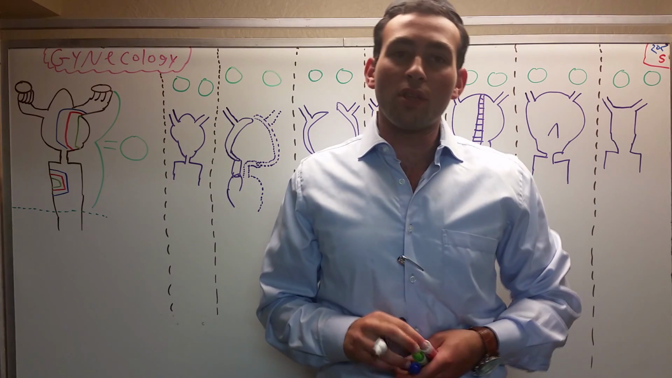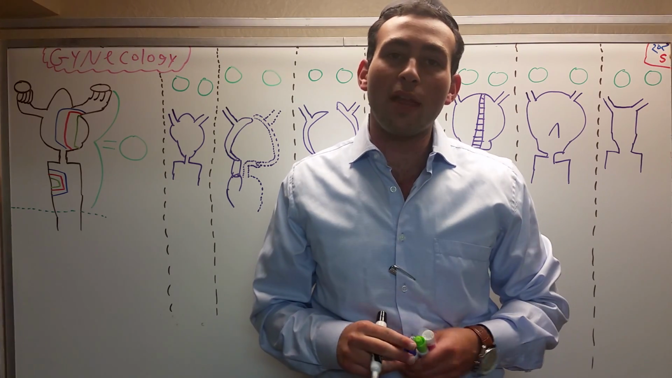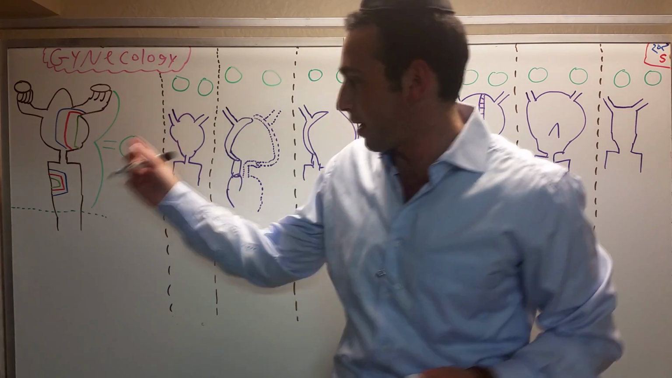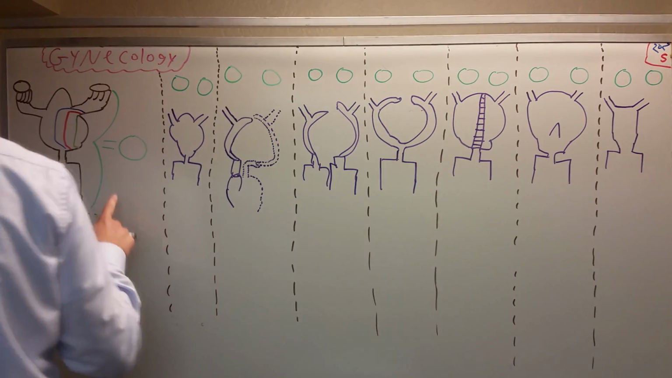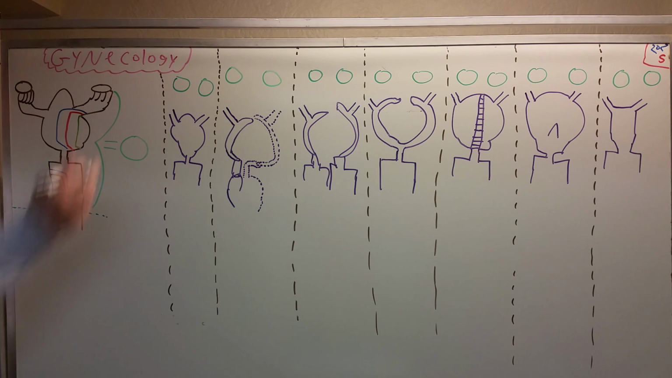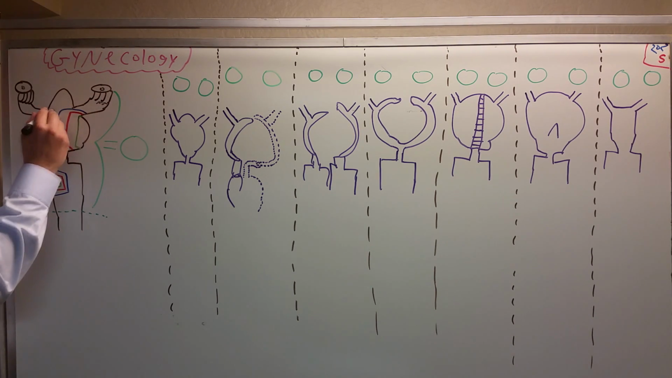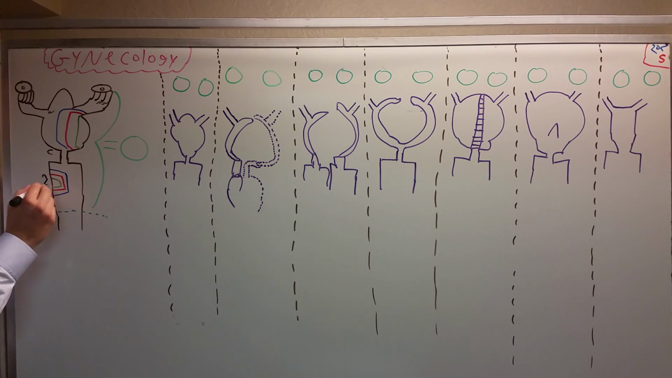Okay, today we're going to be discussing the principles of gynecology and the physiology associated with the female reproductive system, okay? Now, before we get started, I just want to go through the basic anatomy of the female reproductive system. So, of course, over here we have our two ovaries, our fallopian tubes, our uterus, cervix, and our vagina, okay?